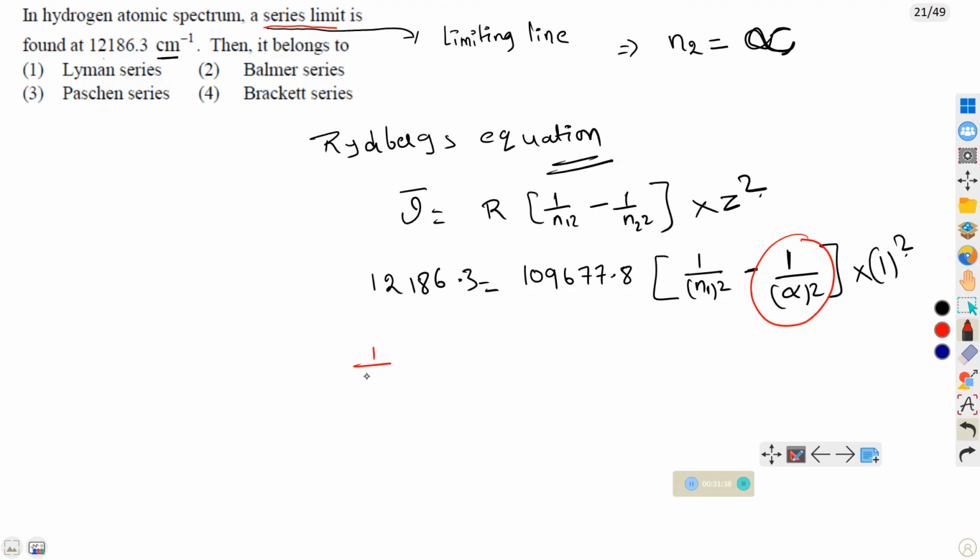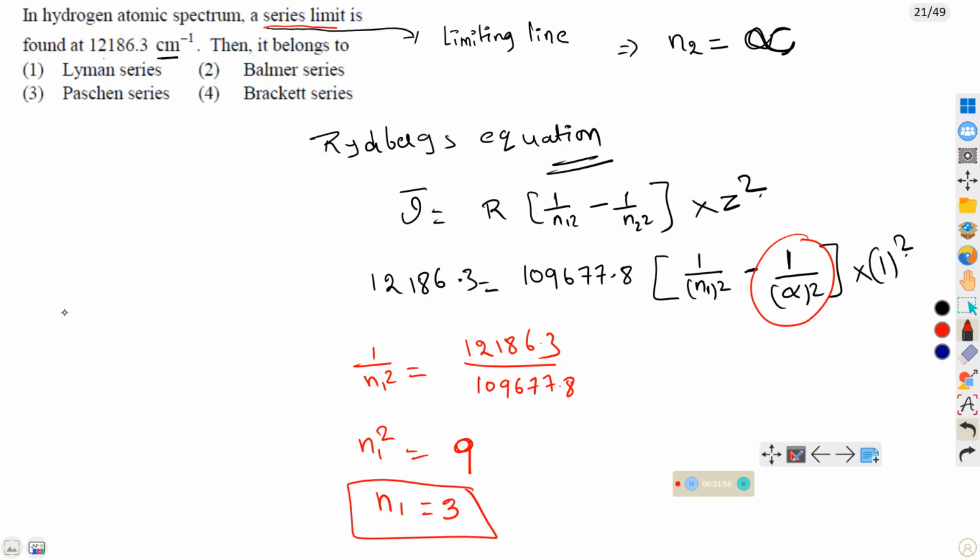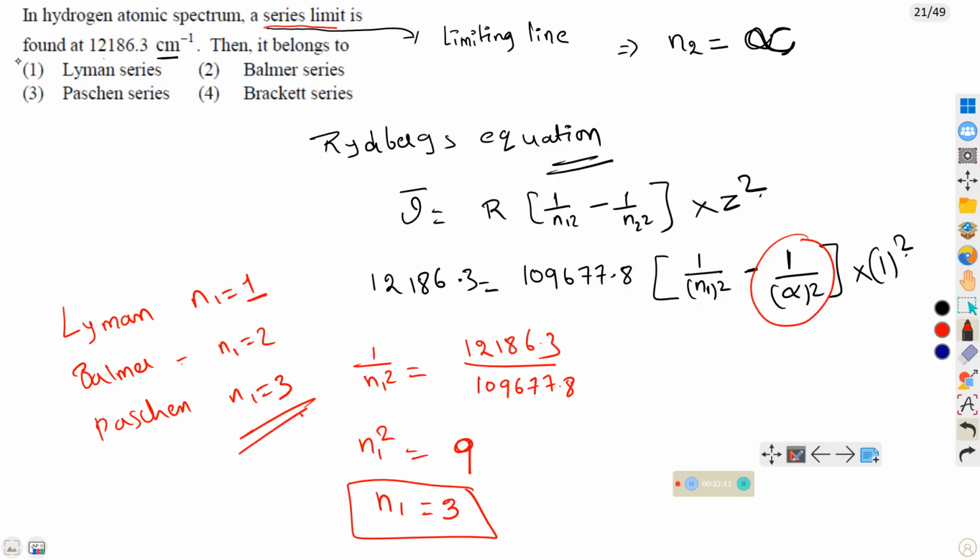Now, 1 by N1 square is equal to 12186.3 by 109677.8. N1 square is equal to, you will get 9. N1 is equal to 3. For Lyman series, N1 value is equal to 1. Balmer series, N1 value is equal to 2. Paschen series, N1 value is equal to 3. So the correct option is the third option.